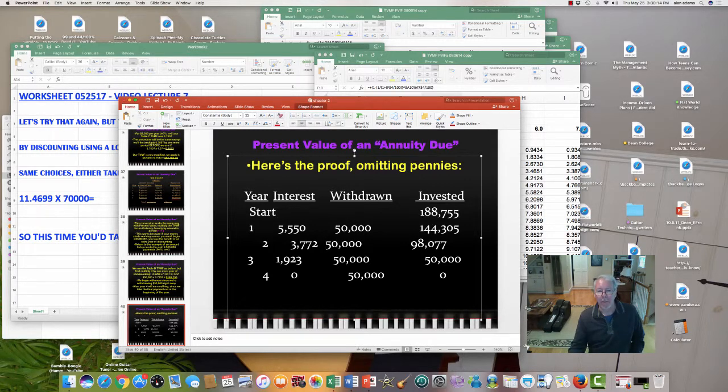But you can see what's happening. Okay, we start with the new higher number for this annuity due, 188,755. We started with 181 before. All right, we take out 50 immediately, so only $138,000 works for us in year 1, but it still earns $5,550 of interest, leaving us at the end of the year 2, 144,305. Okay. We do that again and again. You see that at the end of year 3, we've only got 50,000 left in the annuity. On the first day of year 4, we pull that 50,000 out and the annuity is dead. Okay? So hopefully that helps you understand the difference between an ordinary annuity and an annuity due.